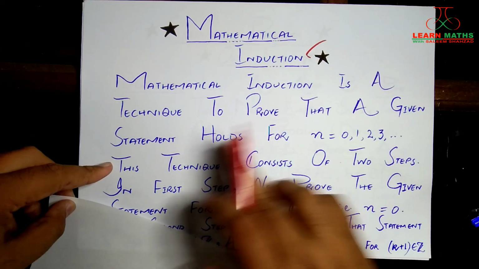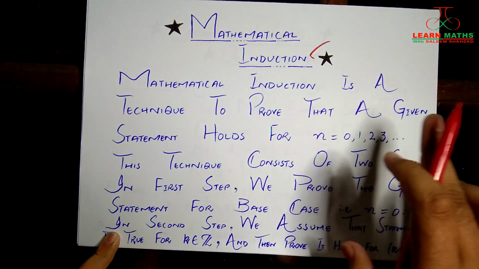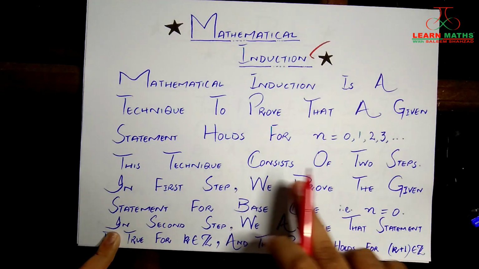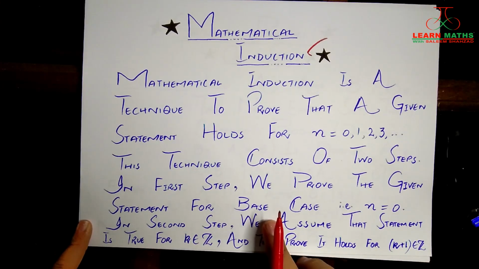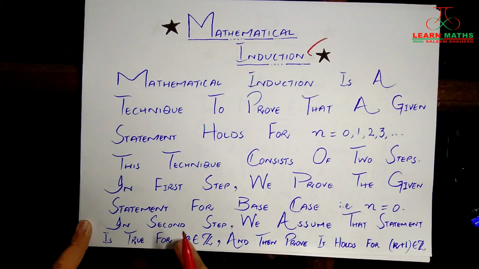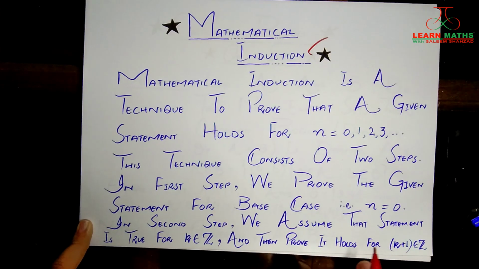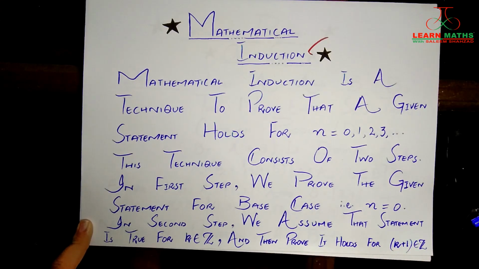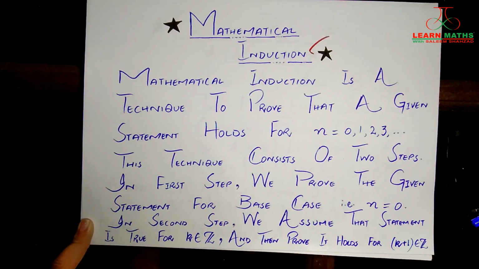Mathematical induction is a technique to prove that a given statement holds for n equal to 0, 1, 2, 3 and so on. This technique consists of two steps. In the first step, we prove the given statement for the base case, that is n equal to 0. In the second step, we assume that the statement is true for k, any positive integer, and then prove that it holds for the (k plus 1)th integer as well. So this is how it works. I'm not going to explain it too much because you have already used this in your A-level, O-level mathematics, so I think we should move on.